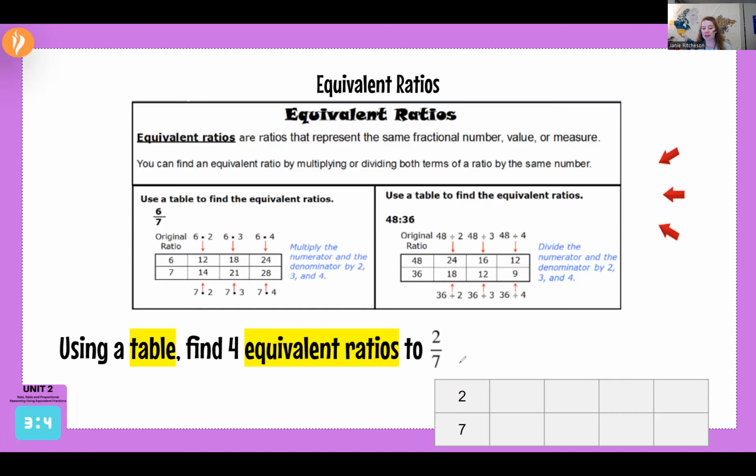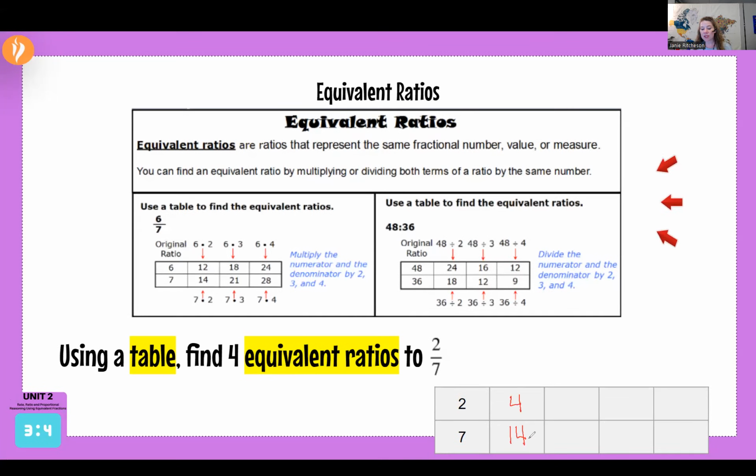All right, so there's no limit to how many we can create, right? So probably we start with a small number and we do times 2, so we get 4 to 14. If we multiply them both by 3, we get 6 to 21. We could multiply them both by 5 and get 10 to 35. We could even multiply both of them by 10 or 100. We could get 20 to 70. So there's no limit to how many equivalent ratios we could create.